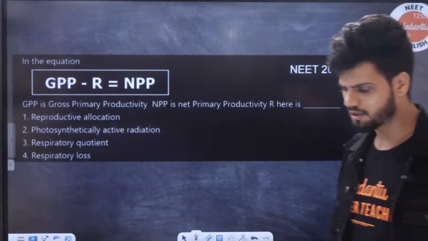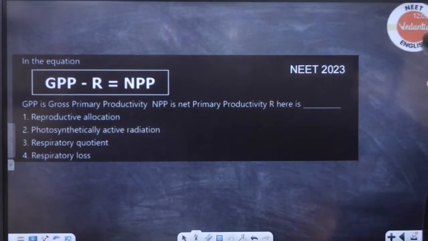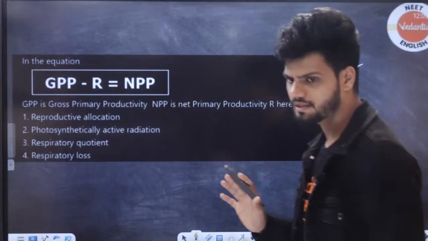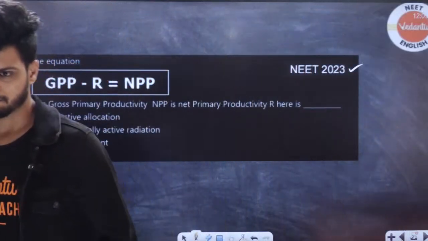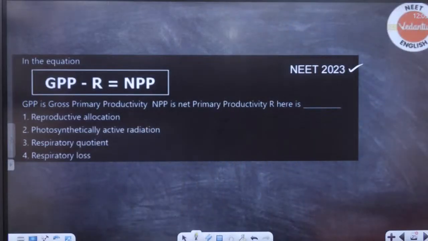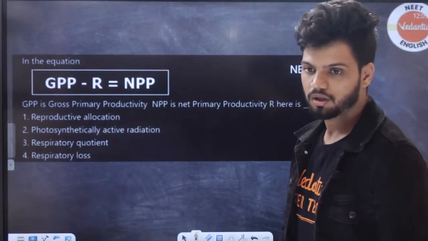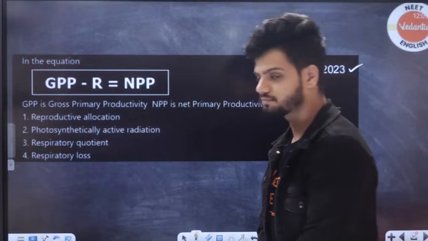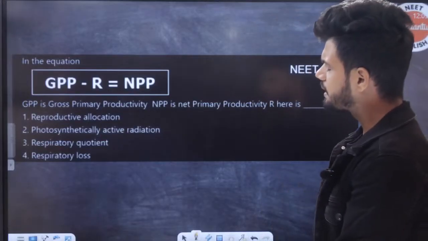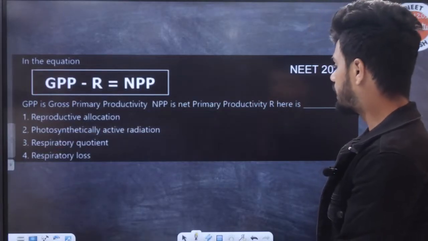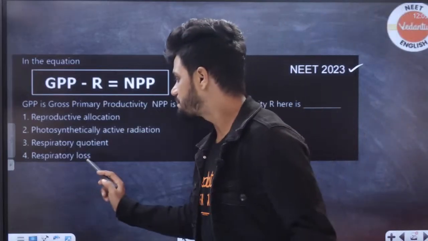Okay. Solve this question, all of you. This right here is basically your 2023 question on your board. Let's see how many of you tell the answer. I'll give you 10 seconds. Let's see who answers first. Quickly, quickly. GPP minus R is NPP. The GPP is the gross primary productivity, the NPP is net primary productivity, and the R is basically respiratory loss.